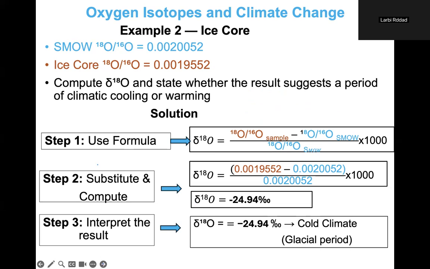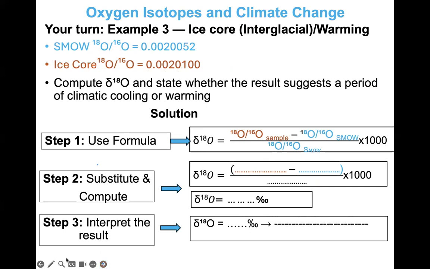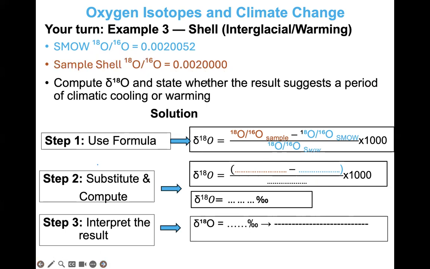And let's look at another. This is your turn. Example number 3, shell, interglacial or warming. So basically you have the standard, we have a sample of the shell, we have the values here. All you have to do is substitute the values and see what you get. This is the exam for shell. You have to do it yourself. If you have a question, you can email me, you can talk to me. I'll be able to help you out if you have a problem with this one.